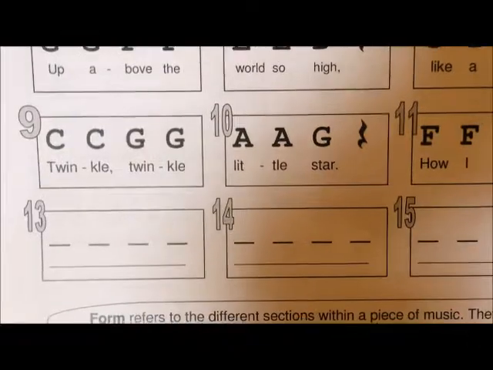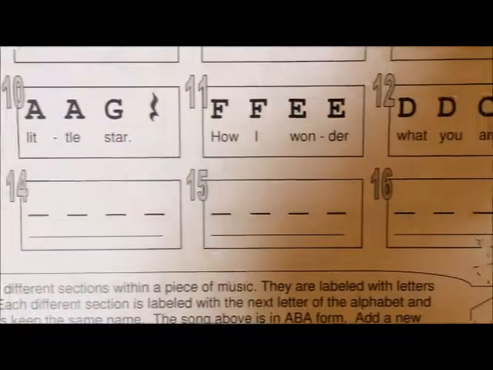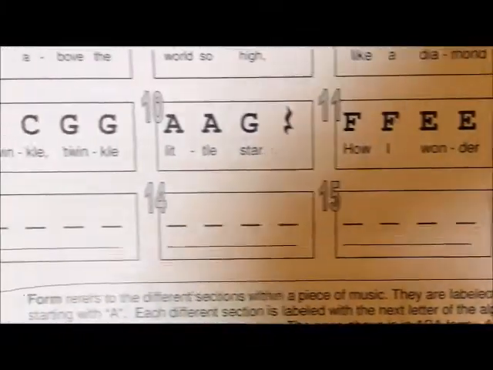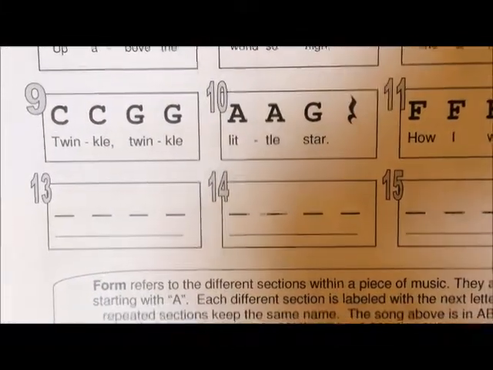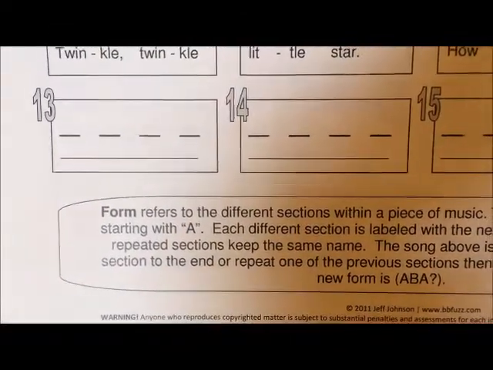And then as a bonus activity at the bottom, I thought you could add in some of your own notes and rest. Don't forget the rest. And create another little section of Twinkle, Twinkle, Little Star. It goes along with a word at the bottom of the page that we have, the word form.